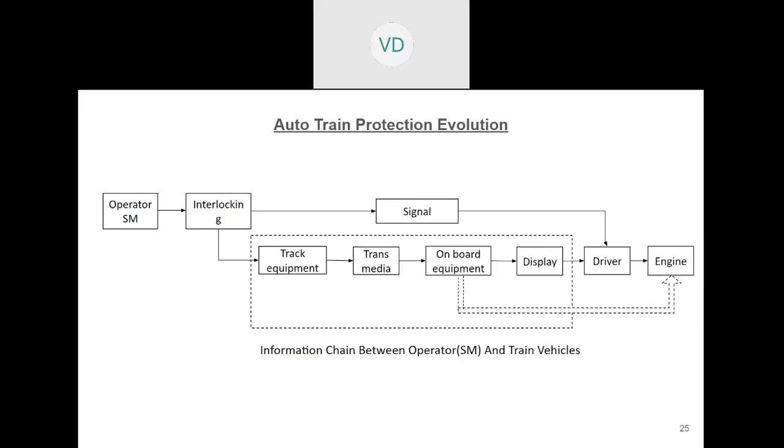Now this channel is being changed, or added to the channel is the track equipment, transmission media, onboard equipment, display, and then the driver still drives the train with this. And you can see a dotted double-line arrow at the bottom from the onboard equipment to the engine. So that is the next stage of evolution: from onboard equipment, just bypass the driver and start controlling the train. So these are the various stages of development of train control systems. And there is the information chain between the station master and the engine. This is a very famous diagram which is available on the internet.